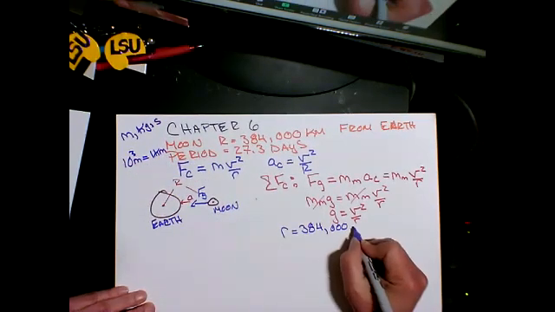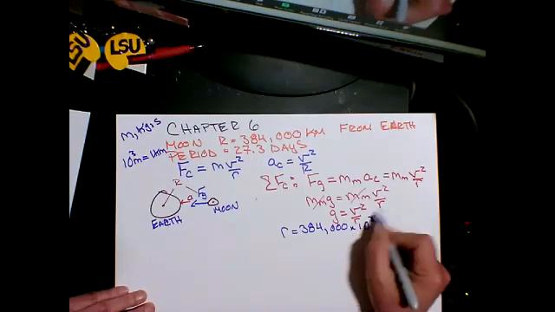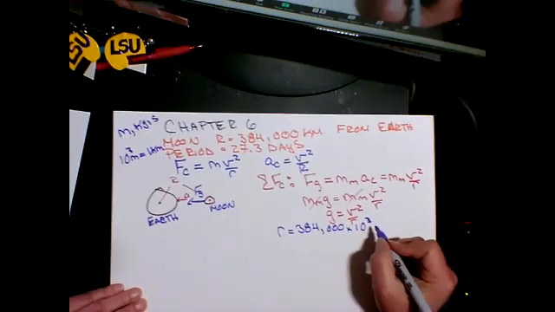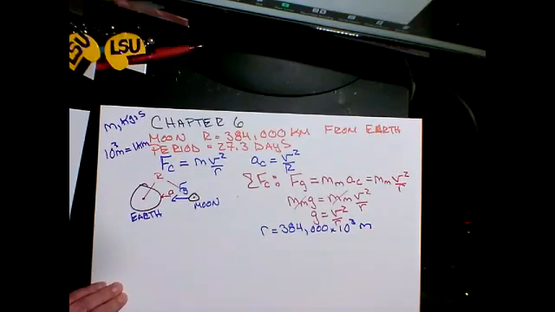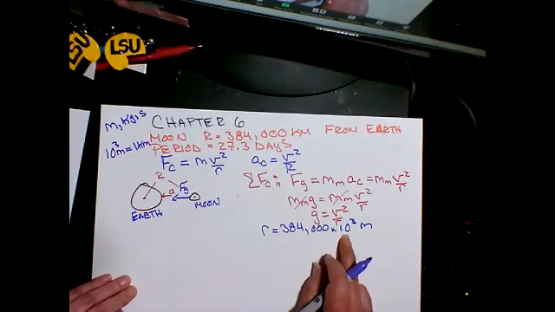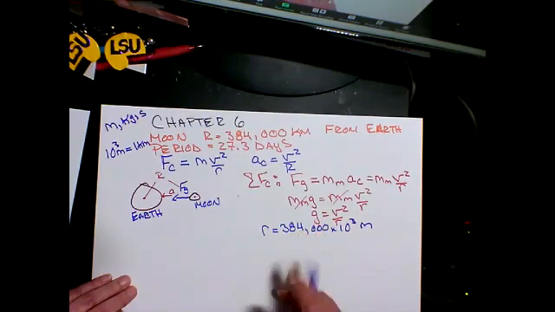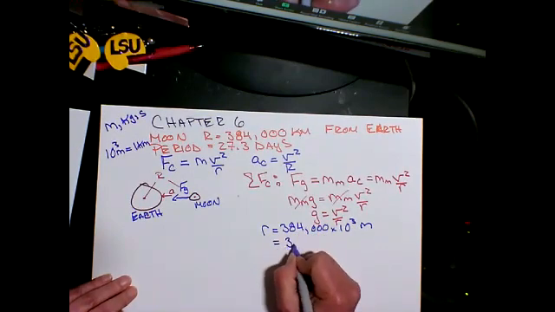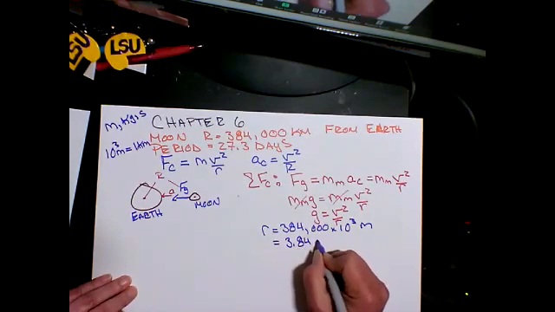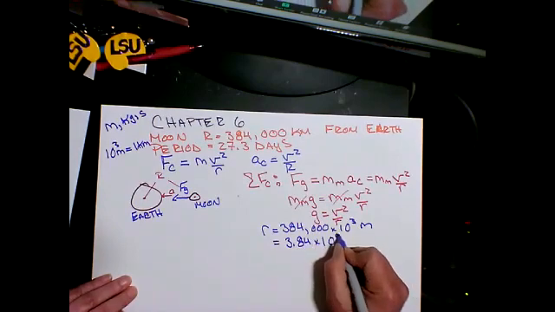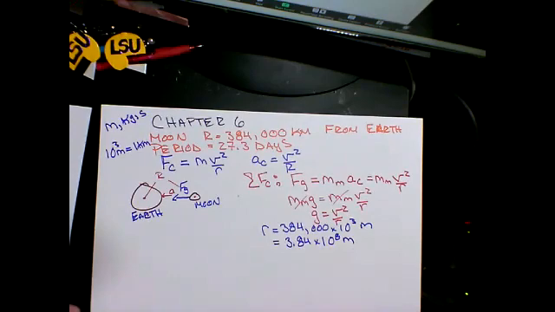So I can write that times 10 to the 3rd, that's replacing the kilometer, meters. Or I look at this and I'm like, that's hideous. So 3, 6, there's 3 zeros, 7, 8. So I can rewrite that as 3.84 times 10 to the 8th meters. That's my radius.